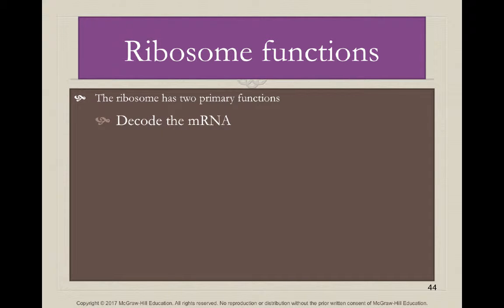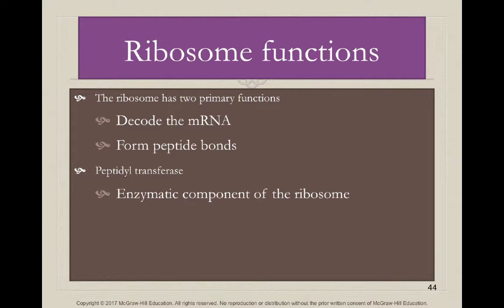Number one, it has to decode the messenger RNA. So it holds the messenger RNA in the right position so that it can be decoded by the transfer RNA. And the other job is to form peptide bonds between the amino acids. So part of a ribosome, because remember, a ribosome is a complex of ribosomal RNA and other proteins, one of those proteins is an enzyme called peptidyltransferase. Peptidyltransferase, again, it's transferring the polypeptide, therefore making a new peptide bond. It's actually the enzyme part of the ribosome that helps make that peptide bond between our adjoining amino acids.